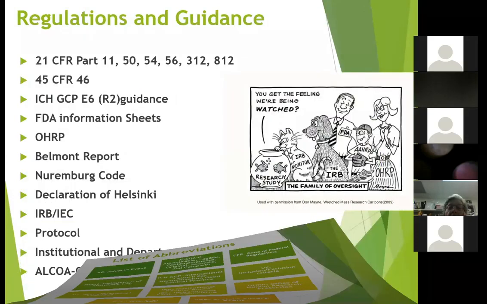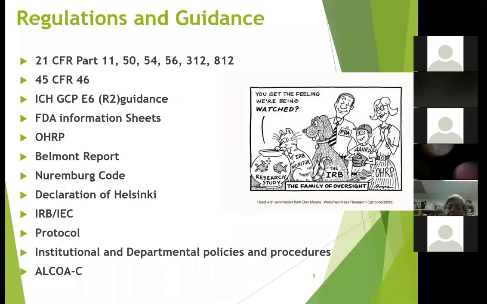All right, so let's take a moment and look at some of the regulations and guidance that we should follow when conducting research. The Code of Federal Regulations, 45 CFR 46, which is also often known as the Common Rule, and the ICH GCPs that we've discussed in detail. FDA has a lot of information sheets out on the web on topics like how to tell if your study needs a 1572. It has an information sheet on investigator responsibilities that I highly recommend you read after this session.